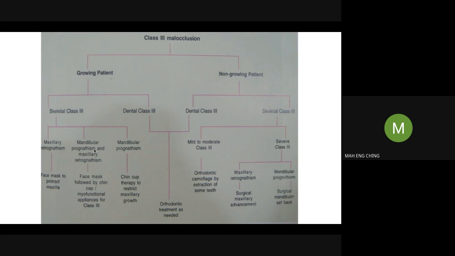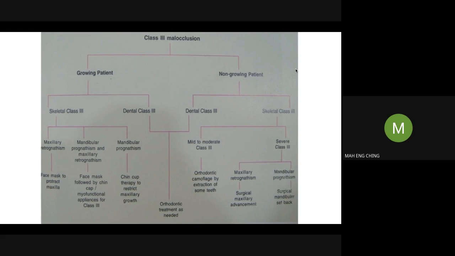If the mandible is too long and the maxilla is too short, then maybe you can use a combination of appliances. If the mandible is too long, maybe we use the chin cup to restrict the maxillary growth. Sorry, this one is the mandibular growth. So I think there's a typo here. The chin cup is for restricting the mandibular growth. So just make a correction here. Then for dental Class 3, the only treatment is braces only.